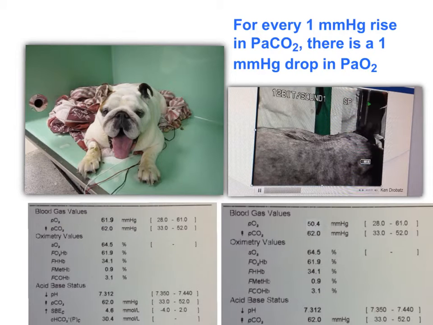But why is the PaO2 even more decreased than can be explained by hypoventilation alone? We'd have to suspect that there's also a problem with the pulmonary parenchyma, and that there's an issue at the level of the alveolus with gas exchange. And the most likely explanation is that this dog also has pulmonary contusions.